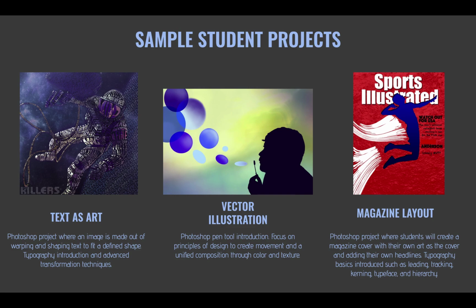From there, we jump to a vector illustration. We learn how to use the pen tool in Photoshop, which is a segue to Digital 2 if students choose to take that next, where we focus partly on a different software called Adobe Illustrator. So this is an important step in that bridge to that next level. We're looking at creating a unified composition through color and texture.